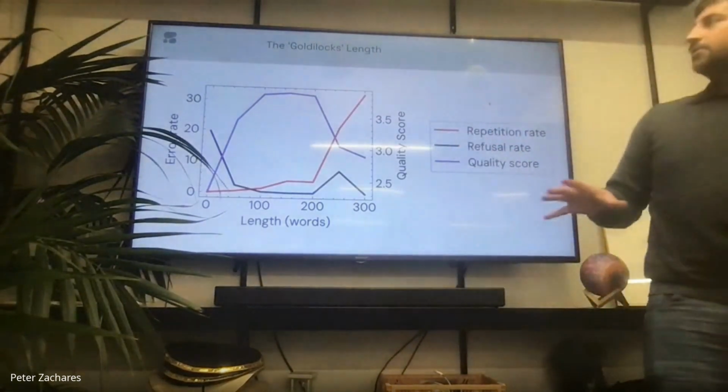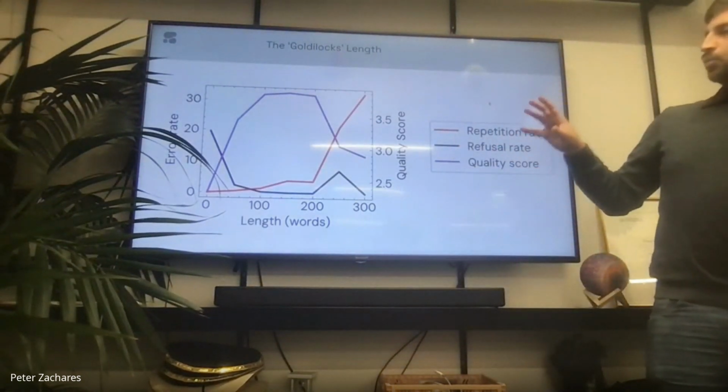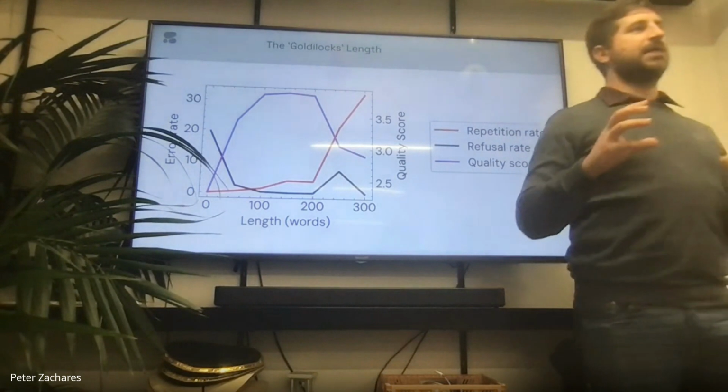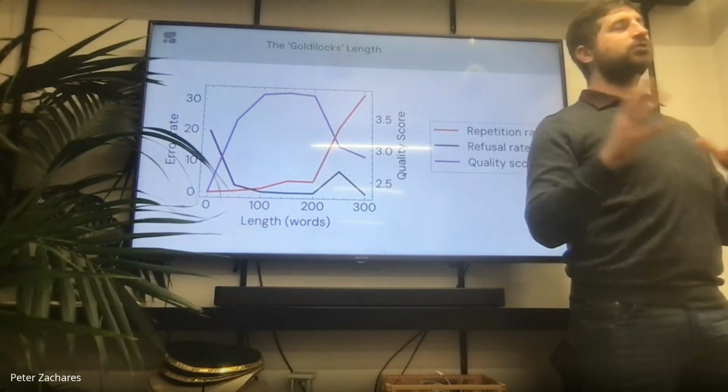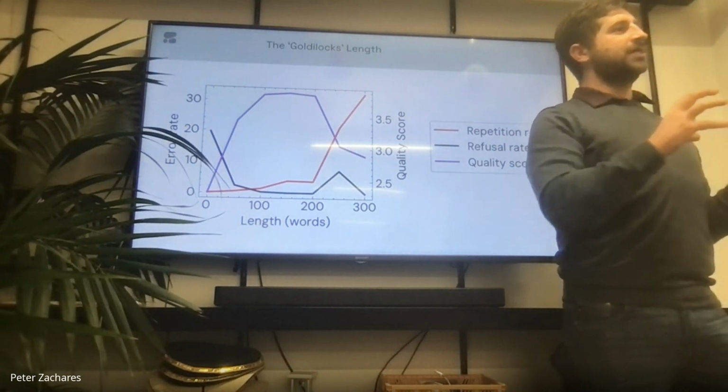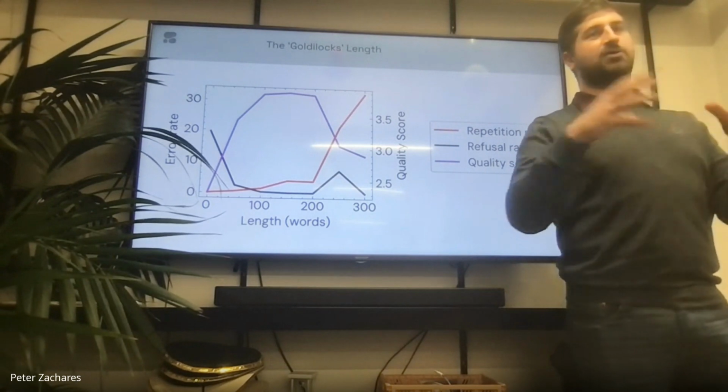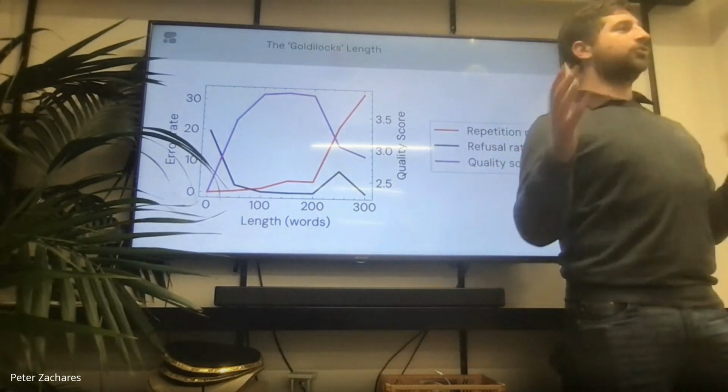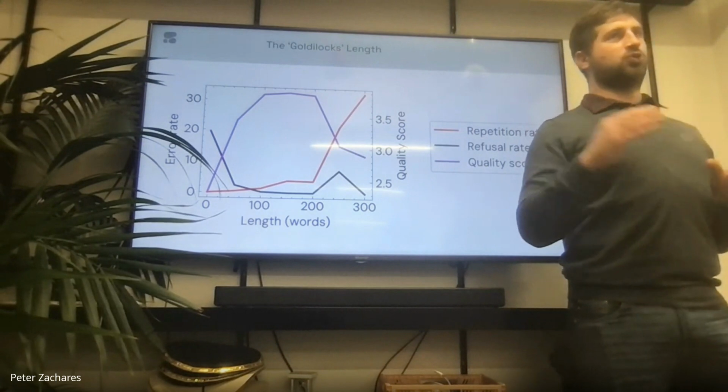Also, as a bit of a side note, what you typically see in most human preference literature is that humans prefer longer context. And this is somewhat true, but it's true to an extent.